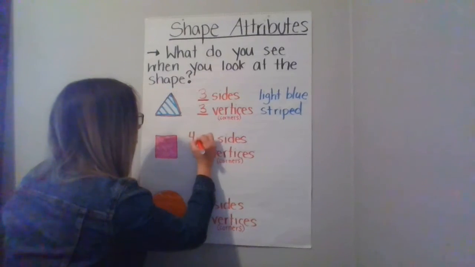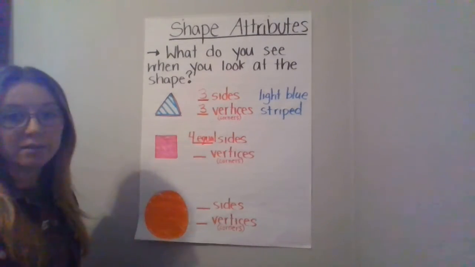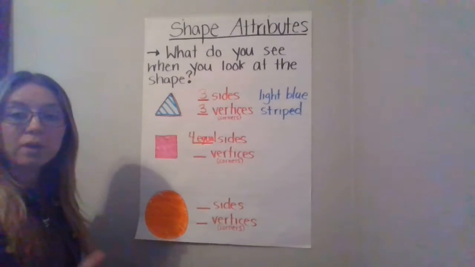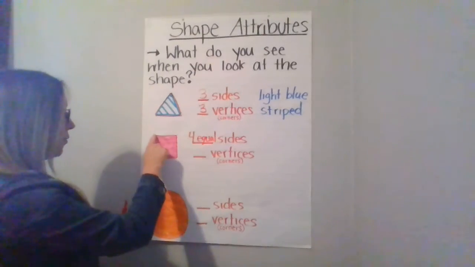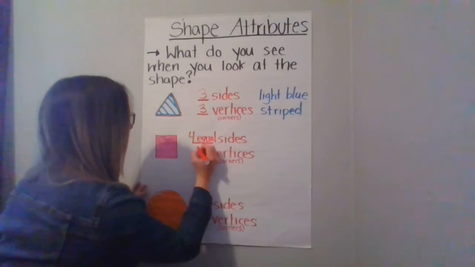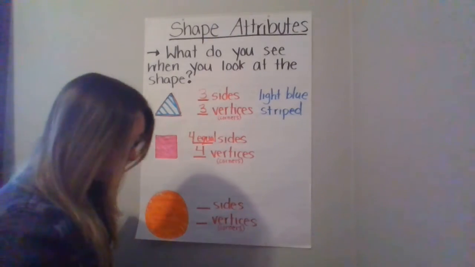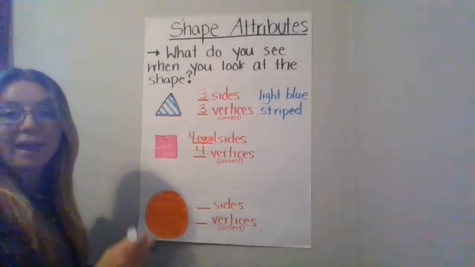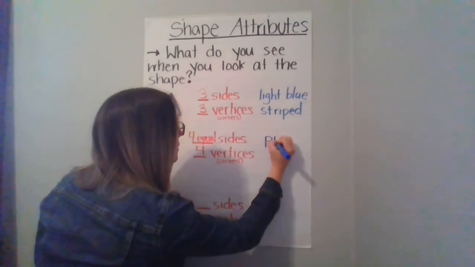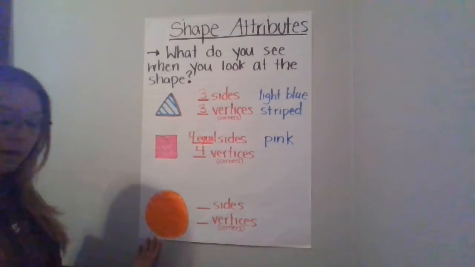So I'm going to write 4 equal sides there because they are the same size. Okay, and then how many vertices or how many corners? Little points. 1, 2, 3, 4. What else can we say when we look at this shape? Yeah, it's pink. All right, let's look down here.